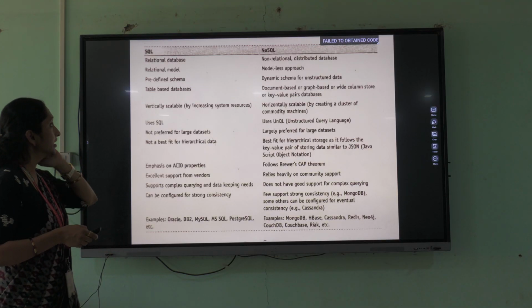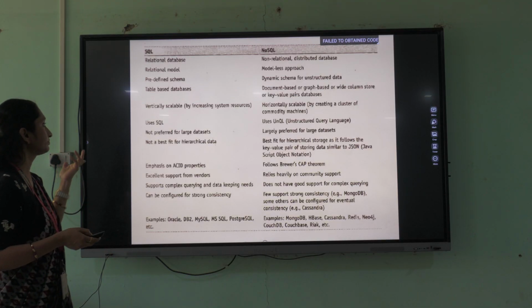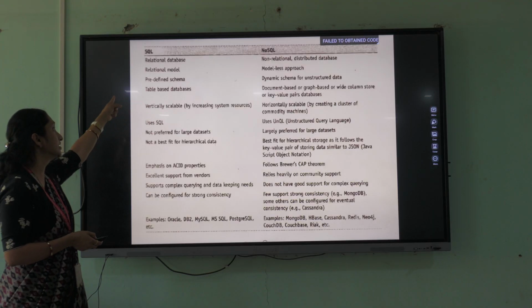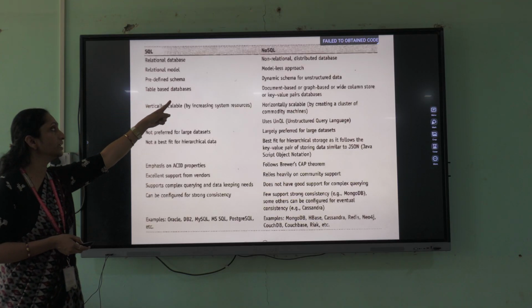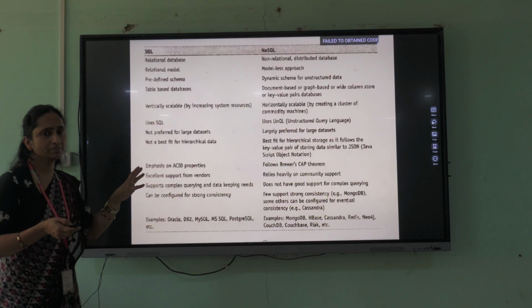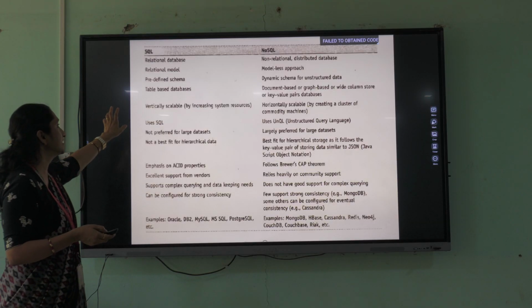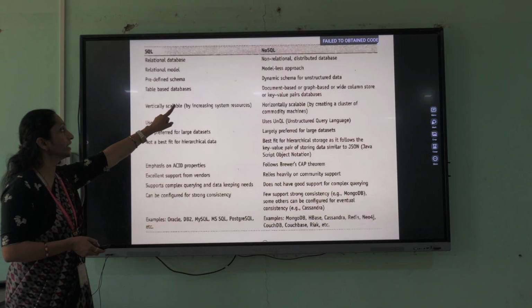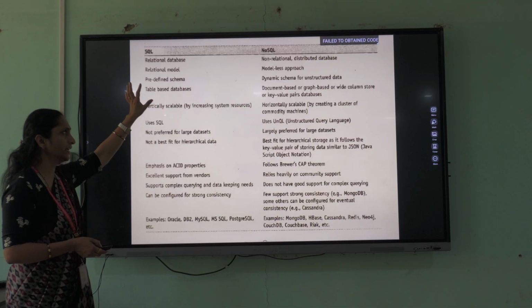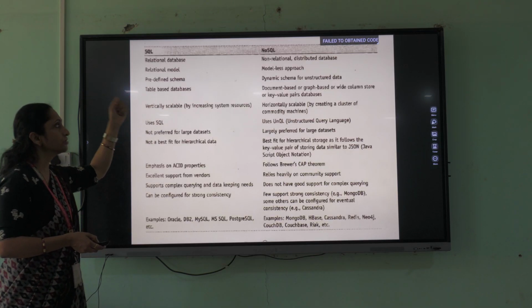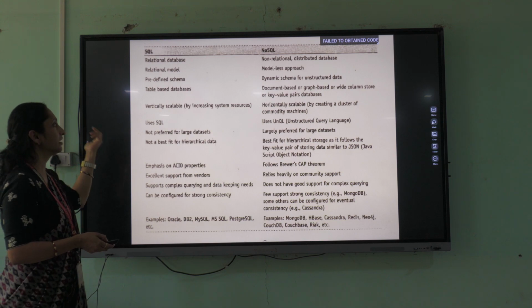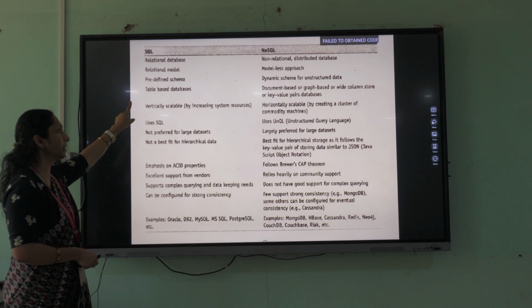So these are the other differences we have. SQL is a relational database, and NoSQL is non-relational. Maybe some things get repeated, but it is very essential. A relational model here, and a model-less approach there because it is taking a variety of data. So we will fix it after the write operation. A predefined schema here in SQL.